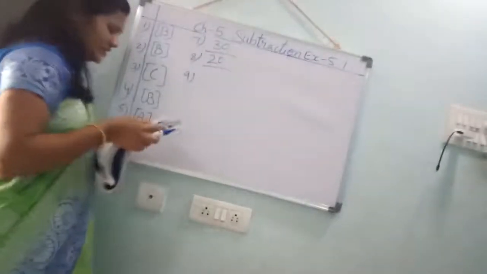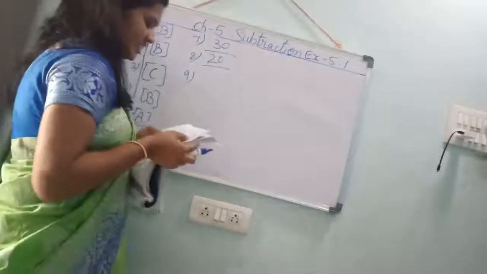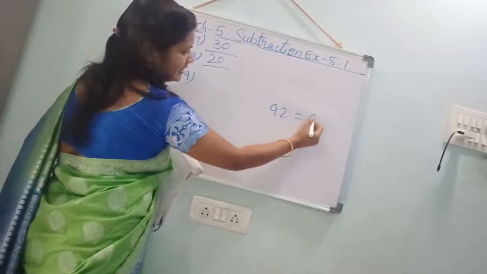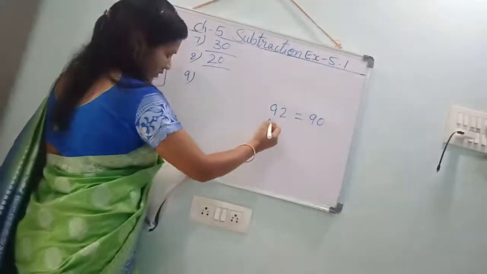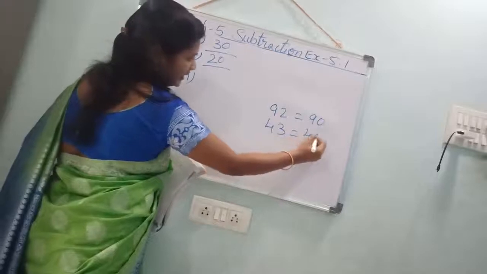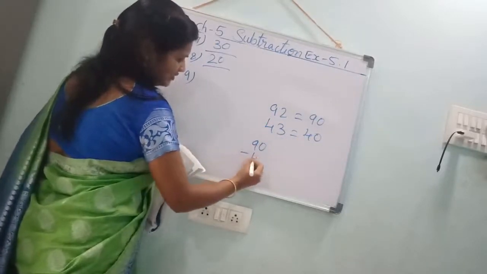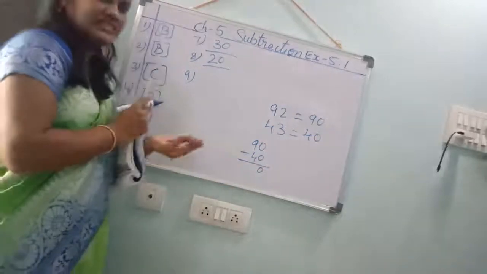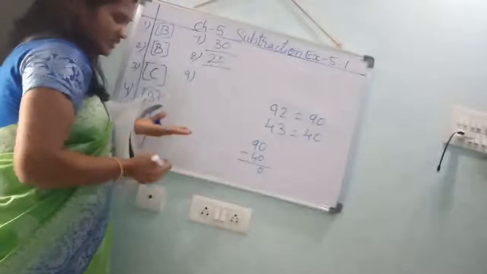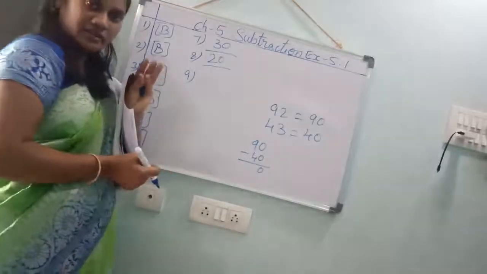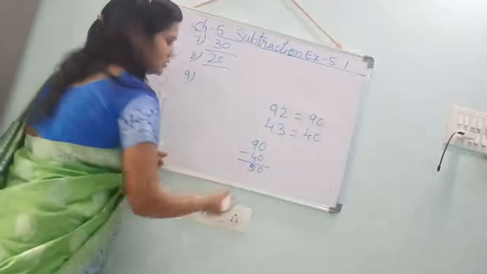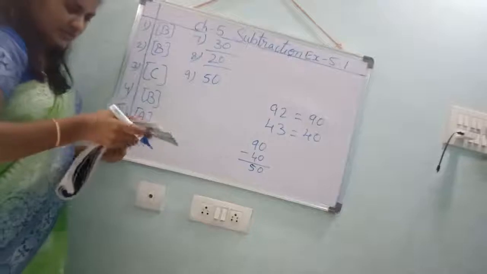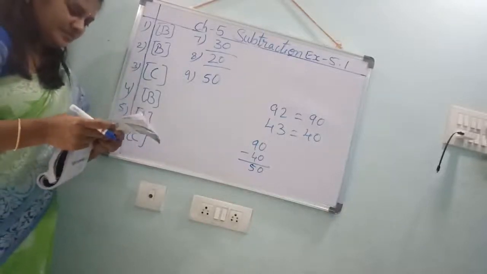Next, 9th one. Estimate the difference between 92 and 43. 92 nearest tens, what is that? 90. 43 nearest 40. 90 minus 40. 0 minus 0, 0. 9 minus 4. 9 fingers open, 4 cut. How many total? Remaining 5. That 5 you should write. Understood? What is that answer? 50 is the answer. Understood, children, what I am saying?